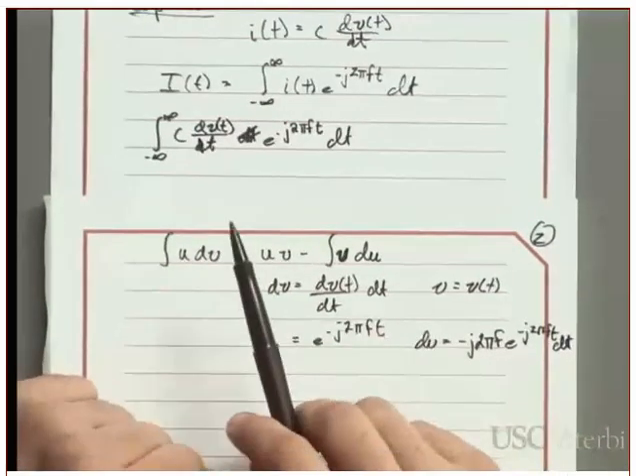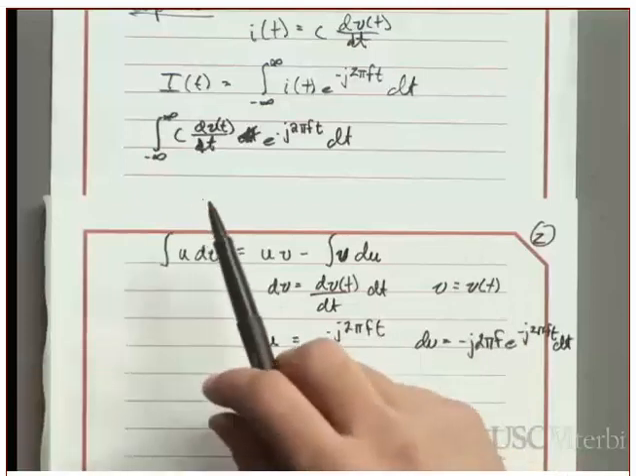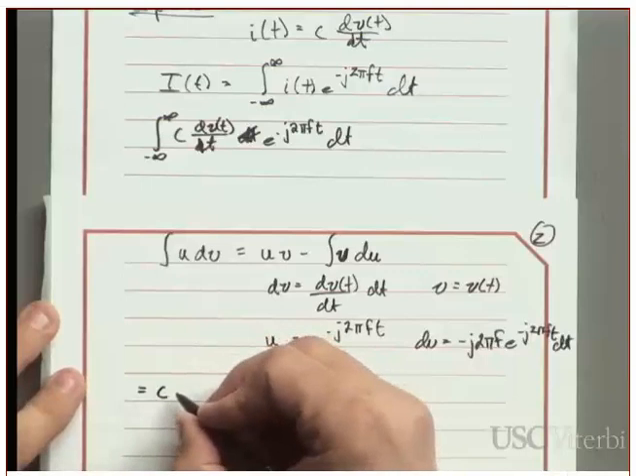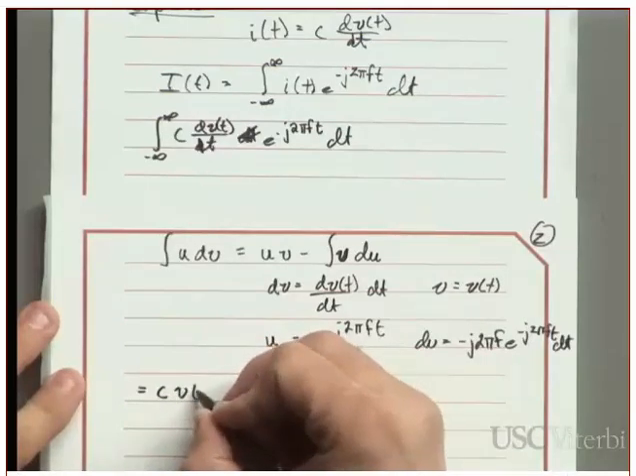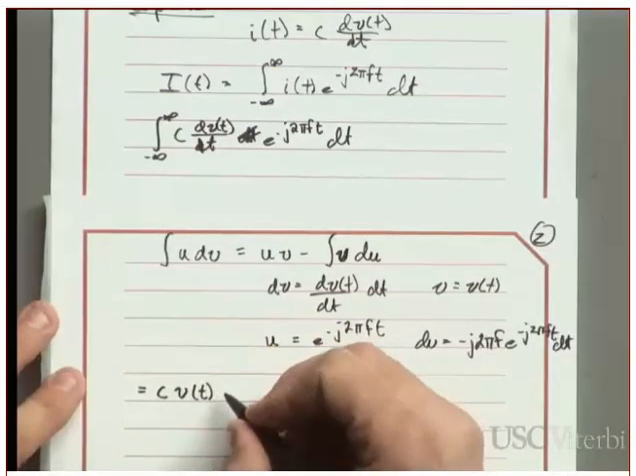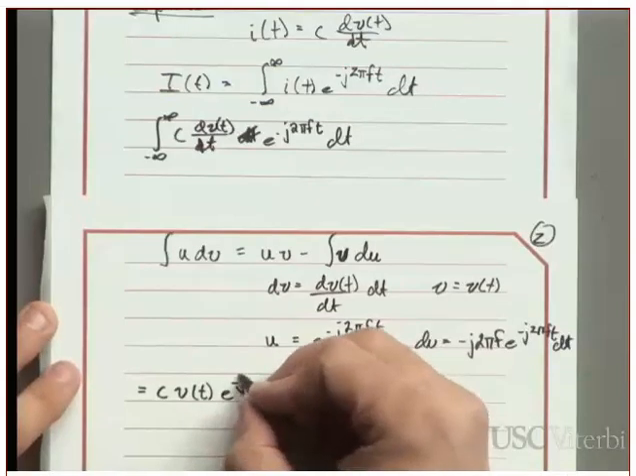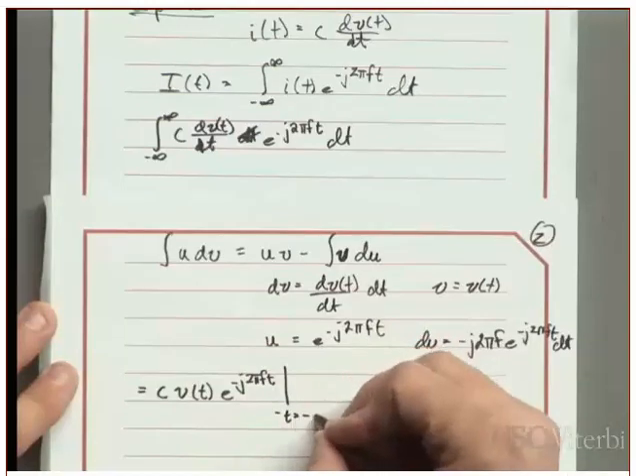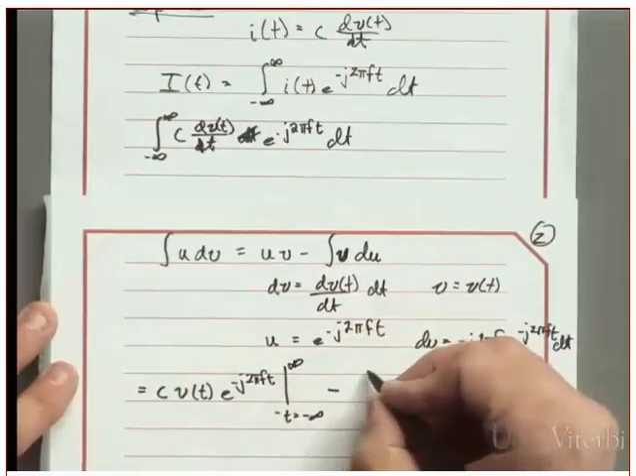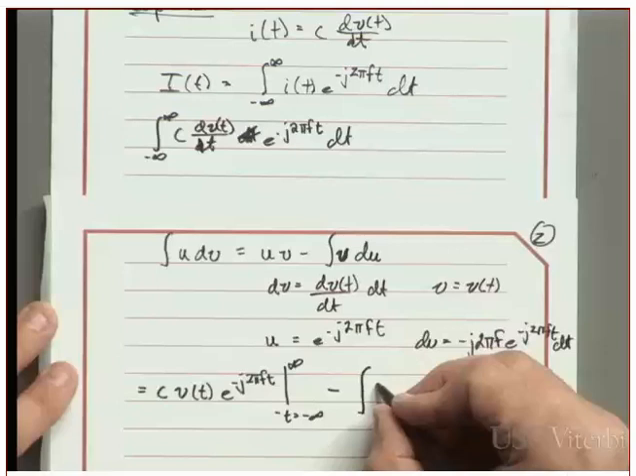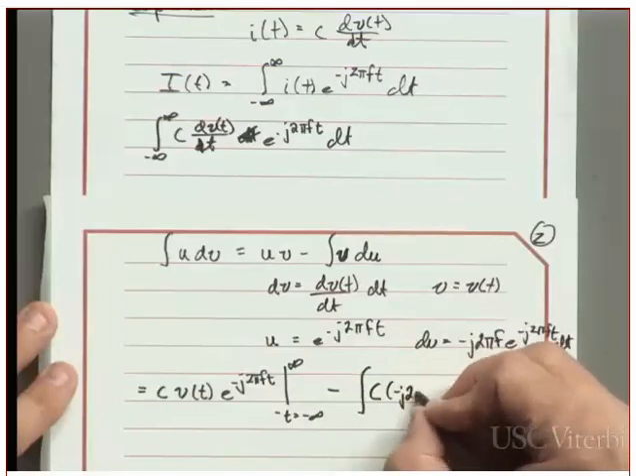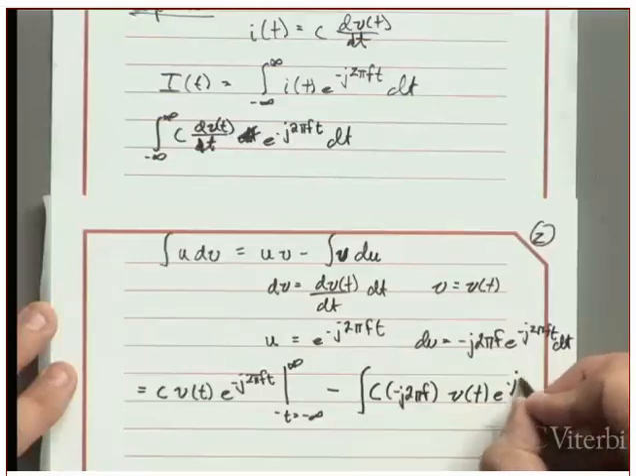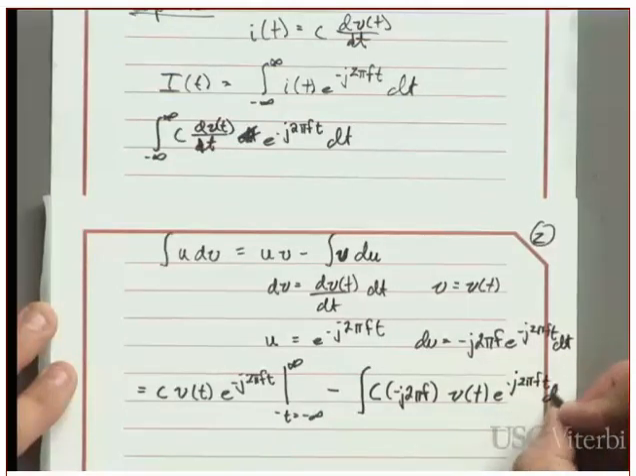So now just putting these 5 things together, my Fourier transform is going to be equal to the capacitance times the voltage in time, times e to the minus j 2 pi f t, evaluated from t equals minus infinity to infinity, minus the integral of c times minus j 2 pi f times v of t e to the minus j 2 pi f t dt.